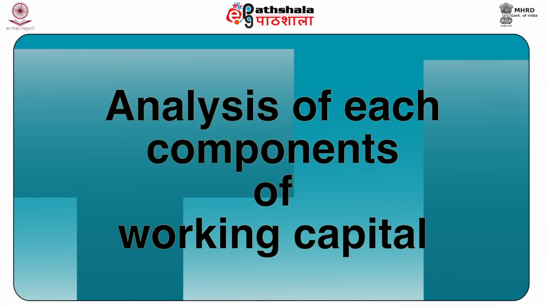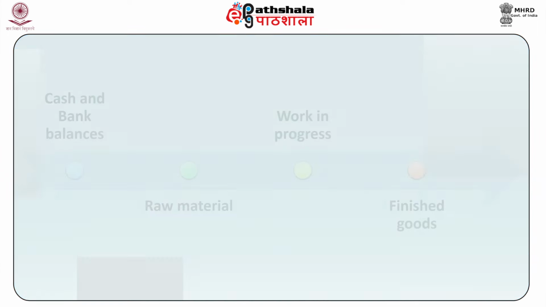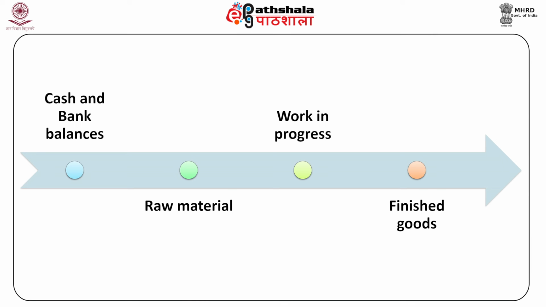Analysis of each component of working capital. 1. Cash and bank balances. Every firm must maintain a certain level of cash and bank balance. This cash is required to meet daily needs, general expenses, and sometimes for cash purchases to avail cash discount and meet contingencies. How much should be kept as cash depends upon the management's attitude, which can be conservative or aggressive, level of operations, etc. It can be reasonably estimated.